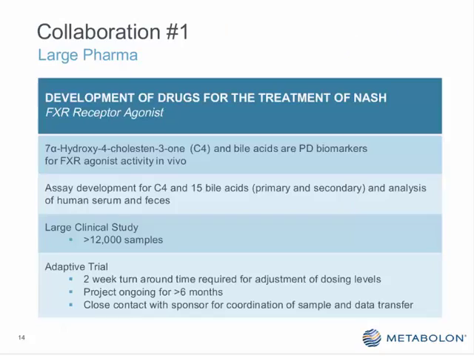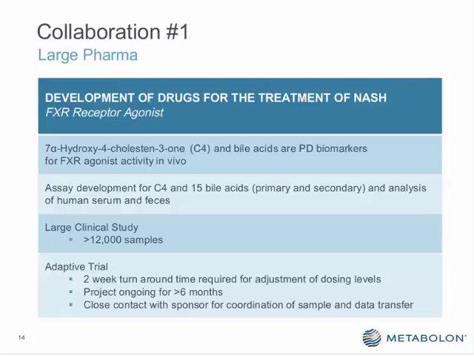So now I'm going to just run through a couple different studies that we've collaborated with other clients, just to give you an idea of some of the studies that we've worked on and how those ran. So this first one was a large pharmaceutical company. They were developing a drug for the treatment of NASH. It was an FXR receptor agonist. They found that C4 and bile acids were PD markers for FXR agonist activity in vivo.